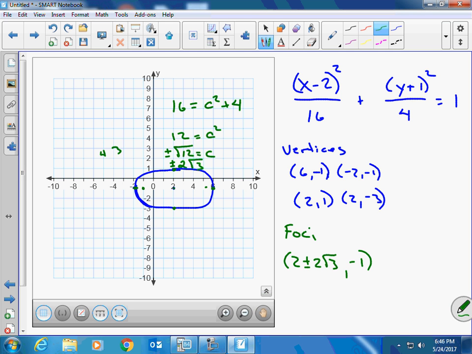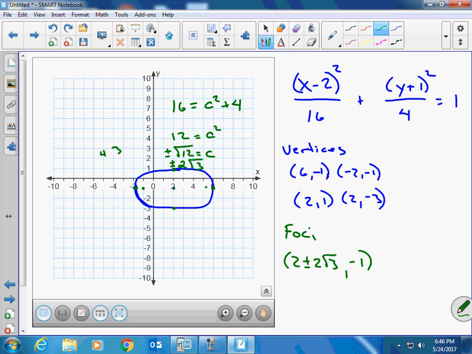One hint. The more elliptical, meaning the less circular it is, the closer your focal points will be to your vertices. The more circular it is, the closer your focal points will be to the center. And if your focal points are at the center, it is a circle. You don't have focal points anymore. All right, that's something to help you when you're graphing them. All right, there you go. There's the ellipses. How to graph them, how to find the focal points, and the vertices.